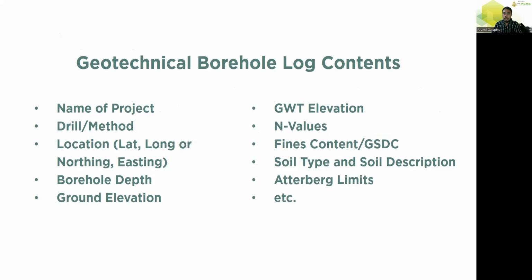So in a geotechnical borehole log, these are the most common parameters gathered. We have the name of the project, the drilling method, the location in terms of latitude, longitude, or northing and easting, borehole depth, ground elevation, groundwater elevation, N-values, fines content, or the grain size distribution curve, soil type and soil description, Atterberg limits, and others. But what is the most important parameter? The most important parameter is the N-value.